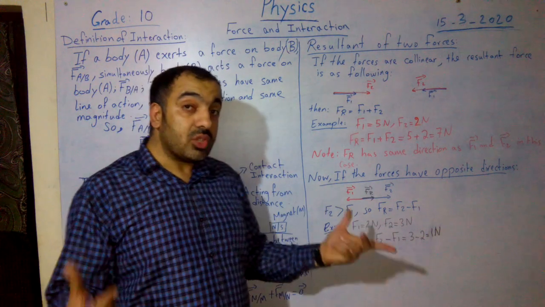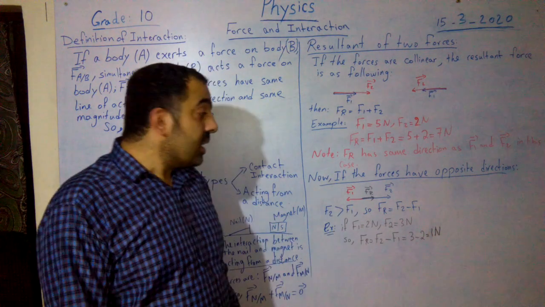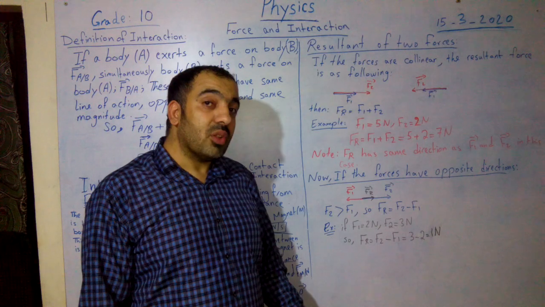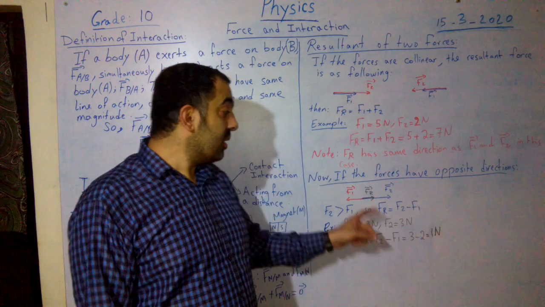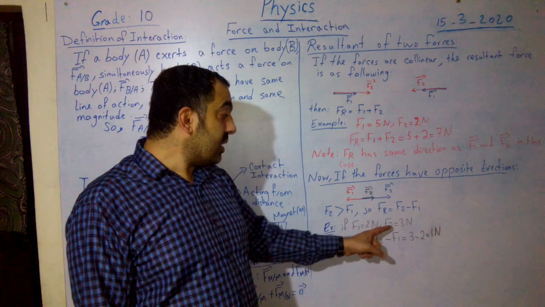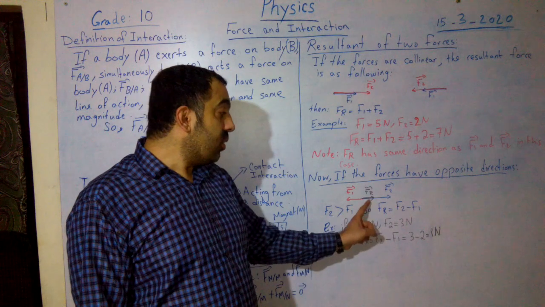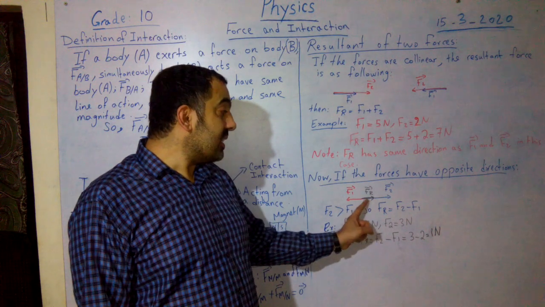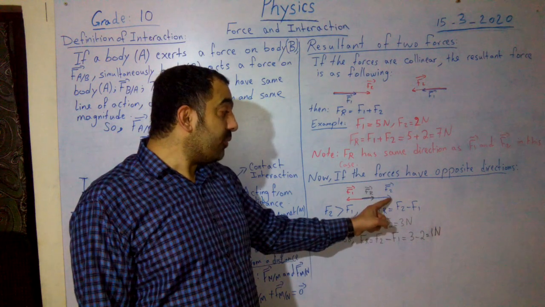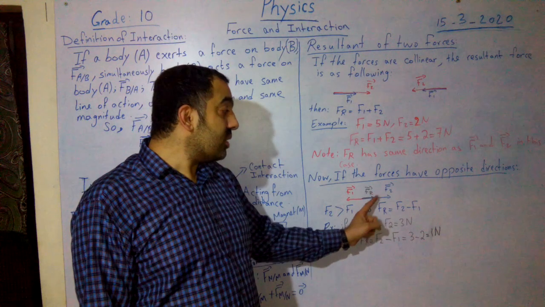But what about the direction of the resultant force? The resultant force has the direction of the greater one. So F2 is greater than F1. Look, Fr is in the direction of F2. Fr has the same direction as F2.